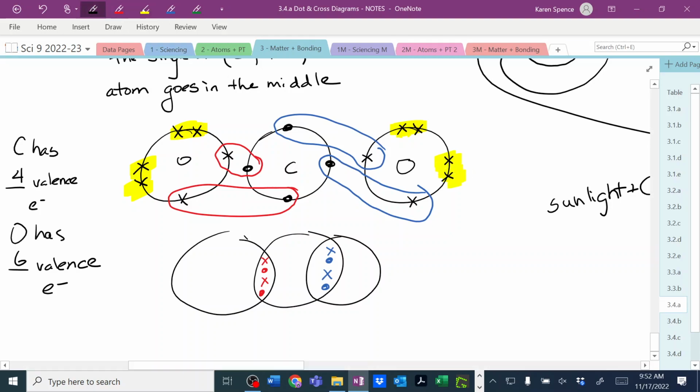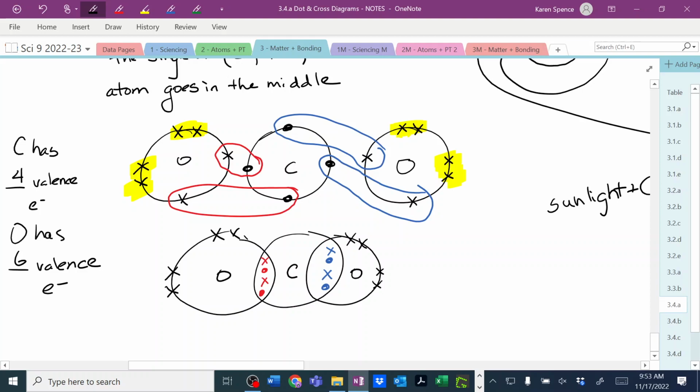So our carbon is in the middle. Our oxygens are on the outside. And now everybody has 1, 2, 3, 4, 5, 6, 7, 8. And then we have 1, 2, 3, 4, 5, 6, 7, 8. Okay, and we're all happy and joyful.